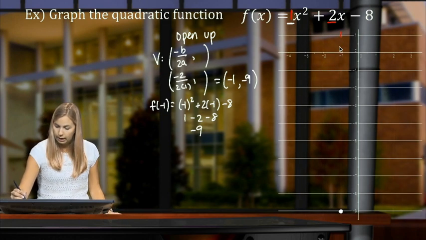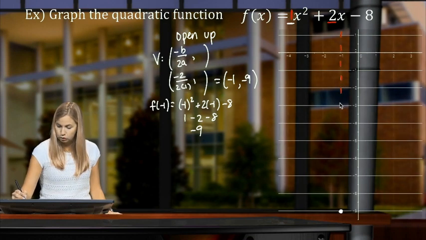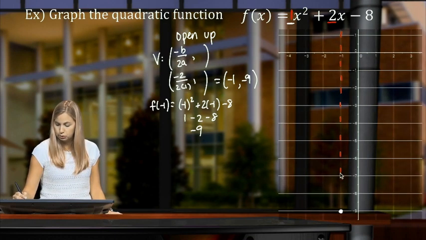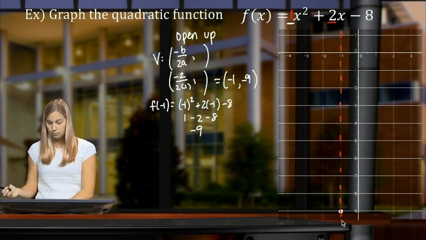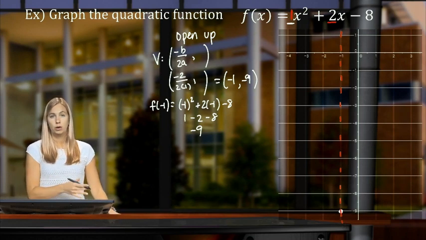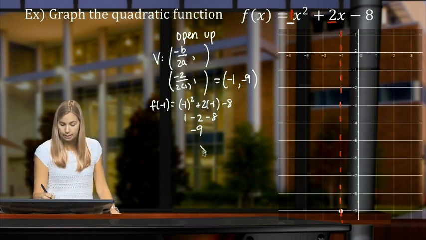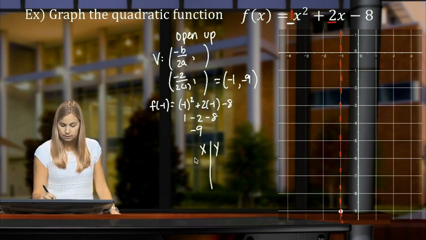Now, I'm going to go ahead and emphasize this axis of symmetry again. That axis of symmetry goes through your vertex, and it's going to act as a mirror. So our next step is to find points on the left and the right. So I'm just going to make a table of values to keep track of this.